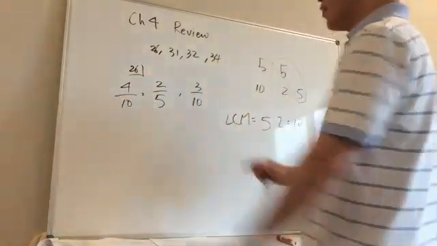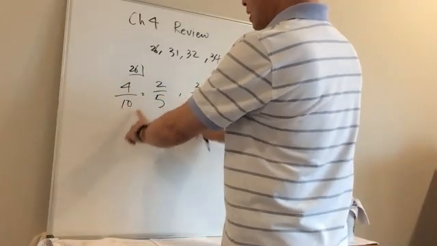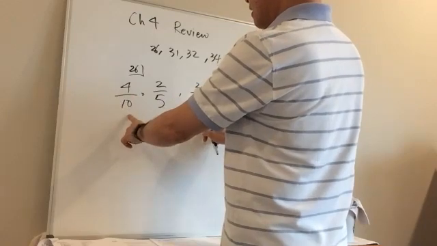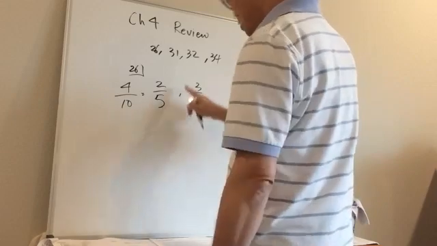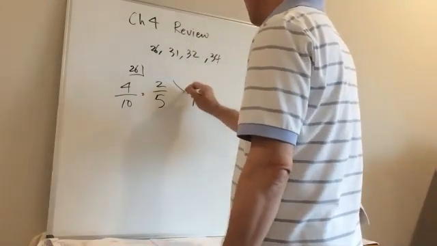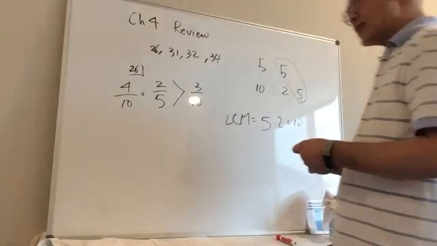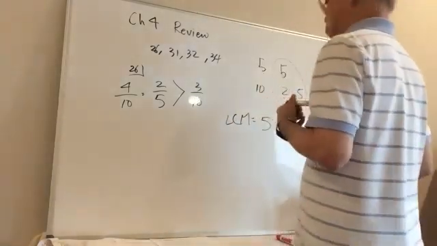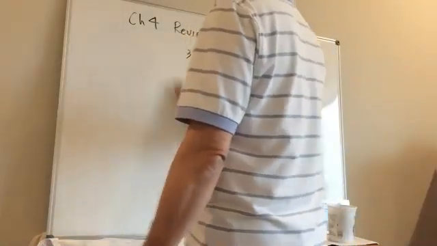So now that I have the common denominators, I can see that this is 4/10, this is 3/10. And it tells me to find out which one is greater. Well, obviously, this guy here is greater, right? So that's how you would go about doing that, okay? So that's 26. Let's do 31.